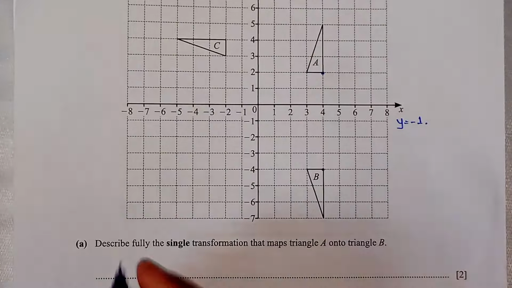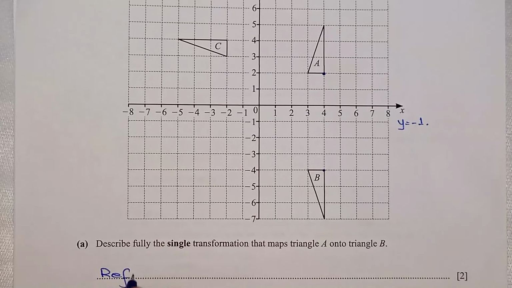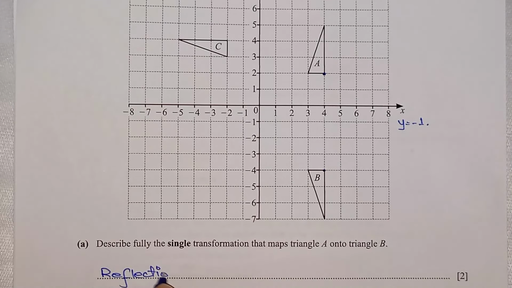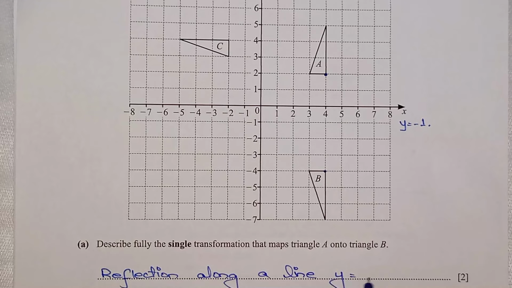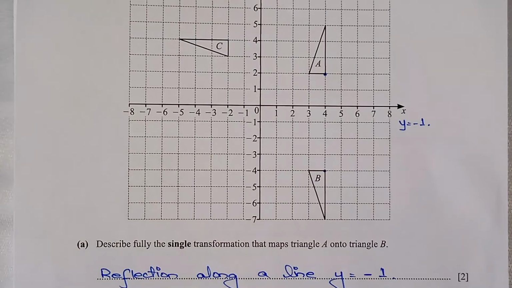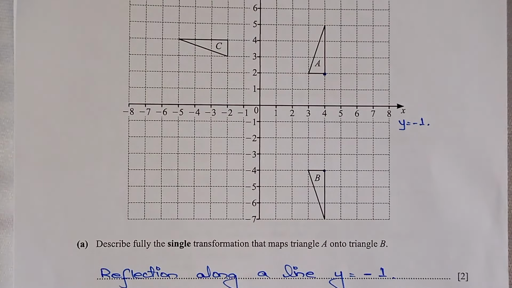Yes. Reflection along a line y equals to -1. Now for the B part, triangle A is mapped onto triangle C by a single transformation H. Find the matrix representing H.